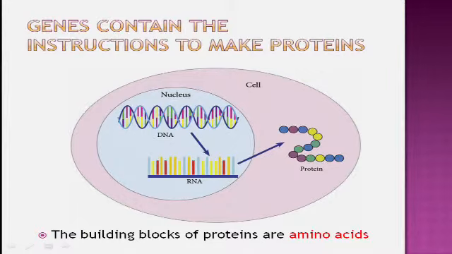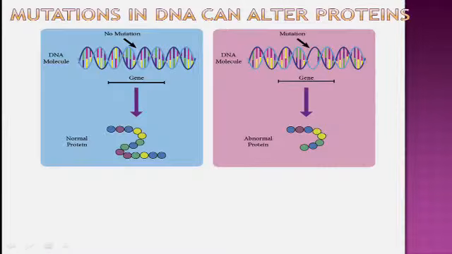So genes contain the instructions to make proteins. The DNA is converted into something called RNA, which is the messenger from the DNA to make the protein. And the protein is made up of units called amino acids. So if you have a change or a mutation in the DNA sequence, that may change the structure or function of the protein that's produced, as shown in the box on the right.